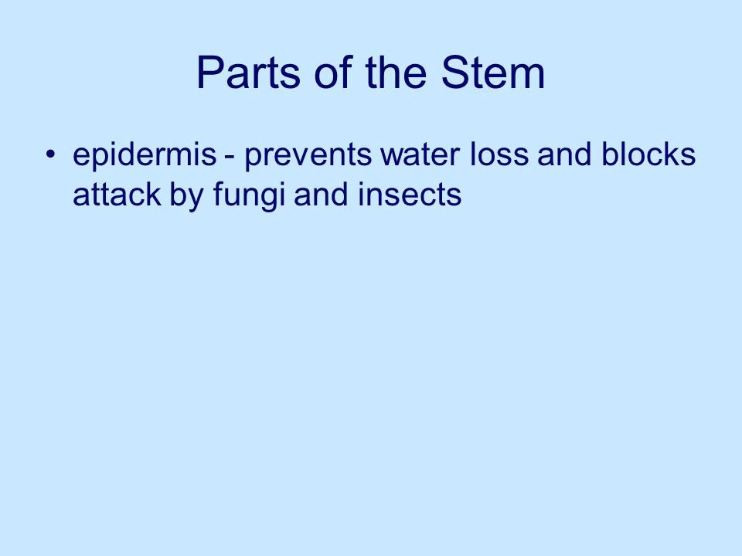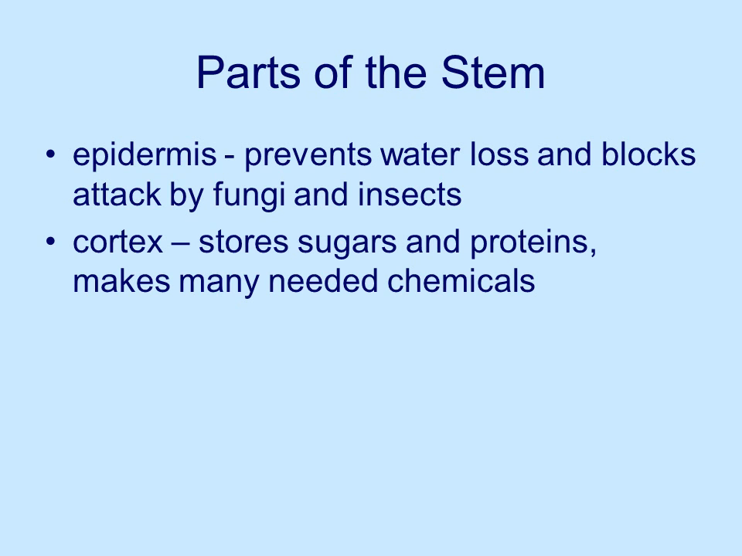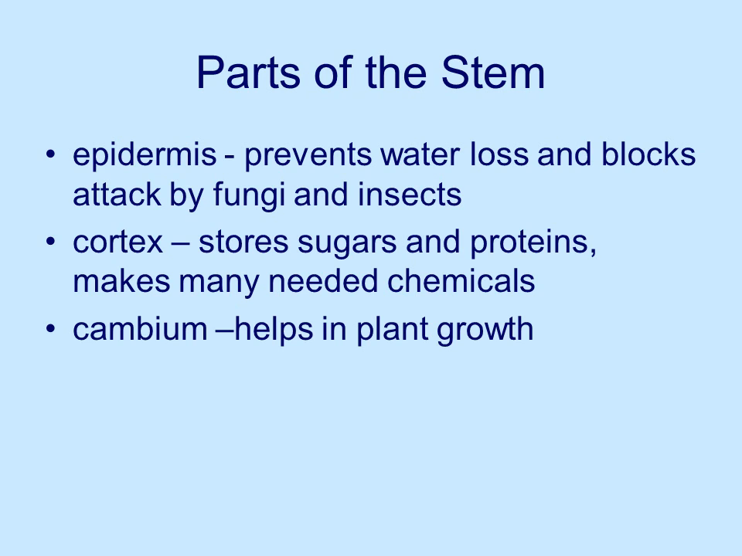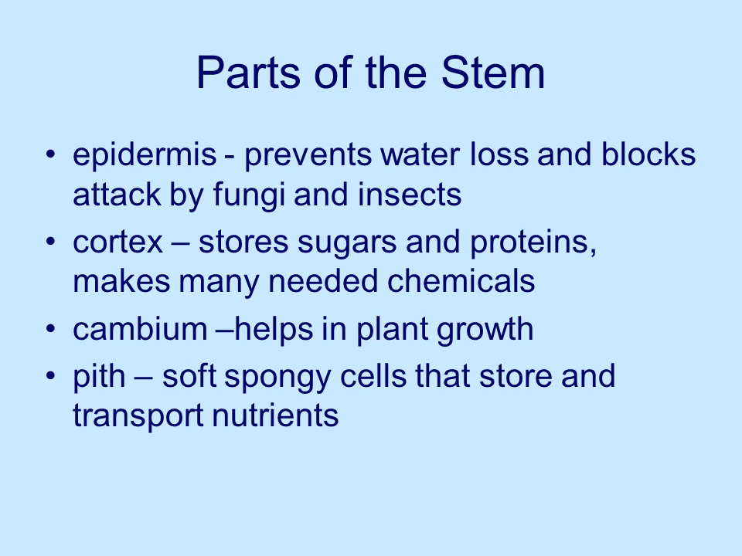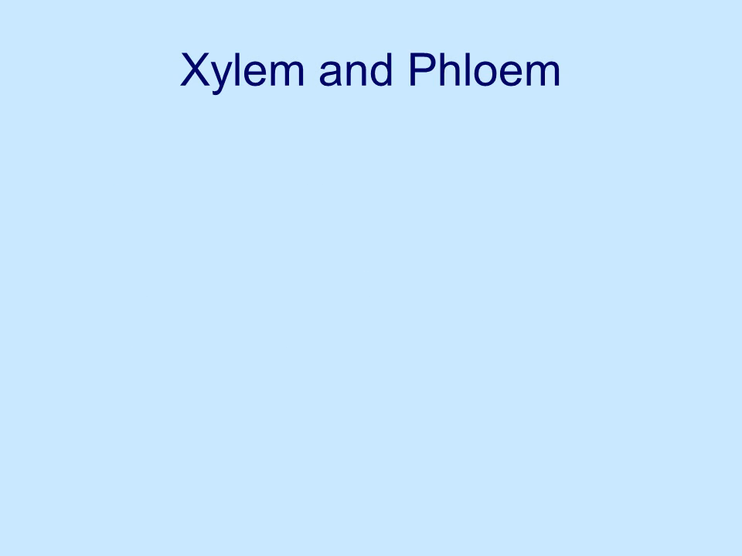And the fungi and the insects really can't bite through it very well. The cortex stores sugars and proteins, and it makes a lot of chemicals that the plant needs for living. So it stores things that it needs and it makes other things. The cambium helps in plant growth, and the pith, the soft spongy cells, store and transport nutrients. So the pith keeps nutrients available and moves them around different parts of the plant.